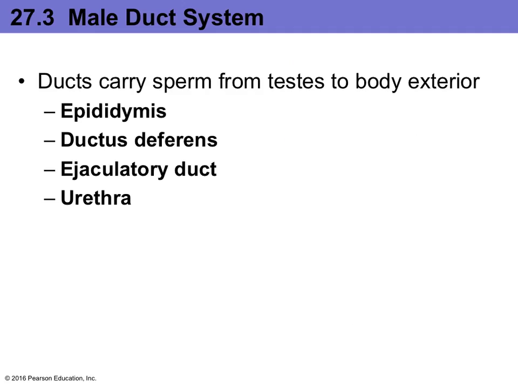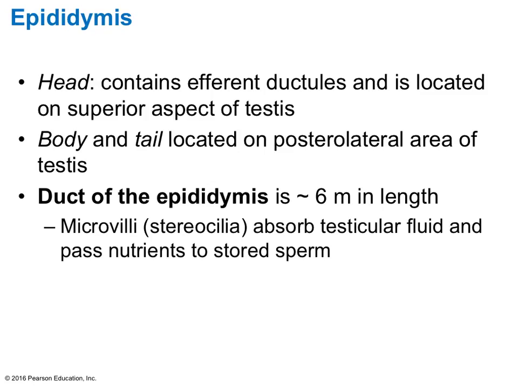Alright, let's talk about the ducts that the sperm is going to travel through in a little bit more detail, beginning with the epididymis. That's the first place that sperm are going to travel after spermatogenesis in the seminiferous tubules. And remember, you have your head, body, and tail. And inside the ducts of the epididymis, you got some microvilli, which increase the surface area to nurture the sperm.